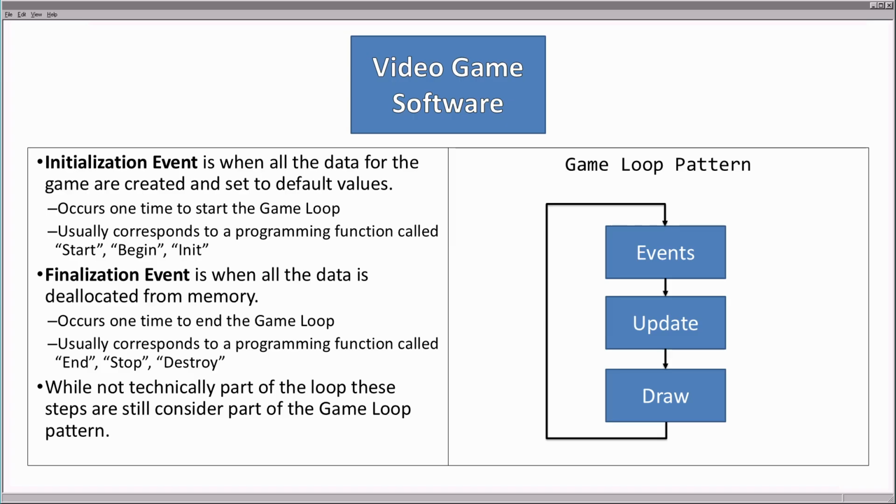Within game code, this usually corresponds to the programming function called start, begin, or init. In contrast, the finalization event is when all the data is deallocated from memory. This occurs one time to end the game loop. In code, this usually corresponds to a programming function called end, stop, or destroy. As both of these events only occur once, they could be considered outside of the game loop, but in the end, they are just very special events.